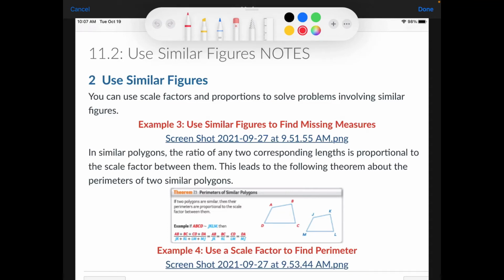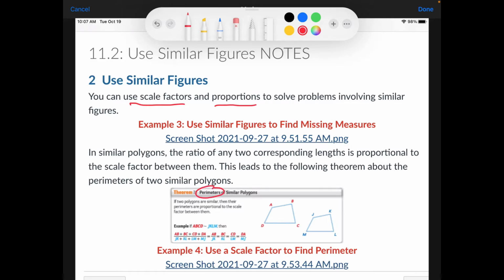So we've talked about how we can use scale factors and proportions, specifically in corresponding sides, to solve problems involving similar figures. And we found missing measures. We can also use scale factors and proportions to find perimeters.